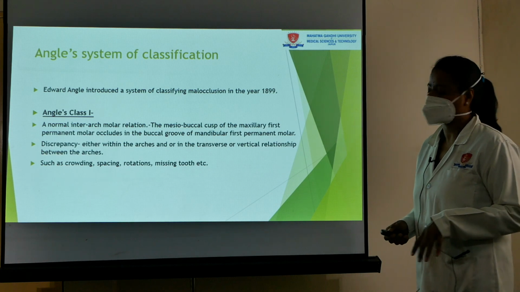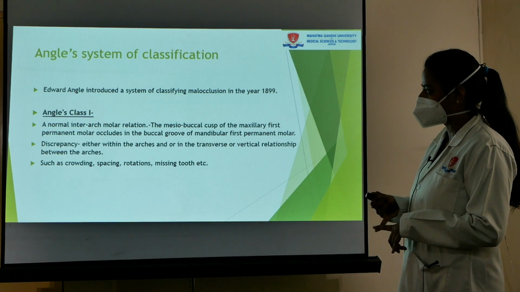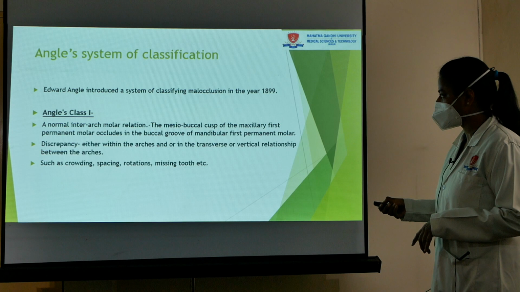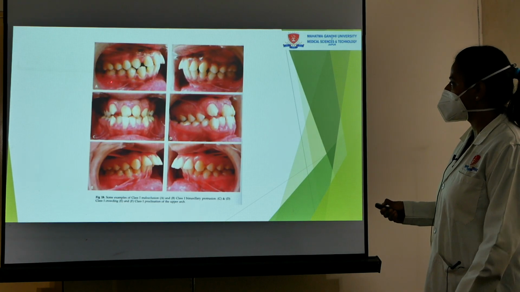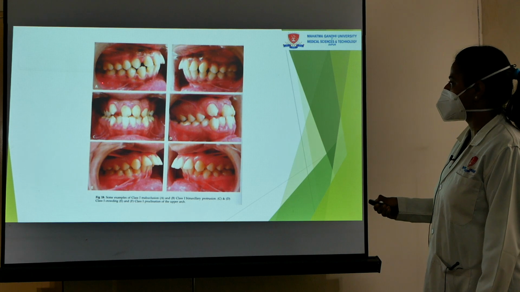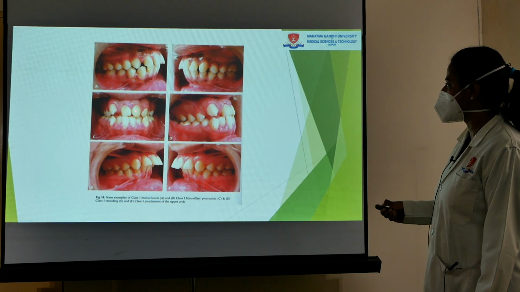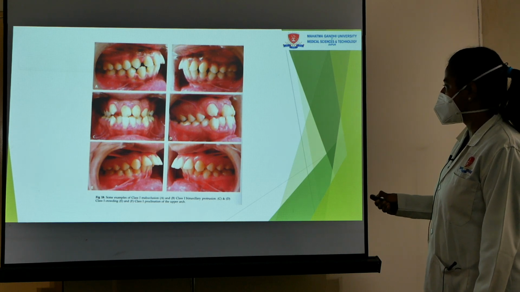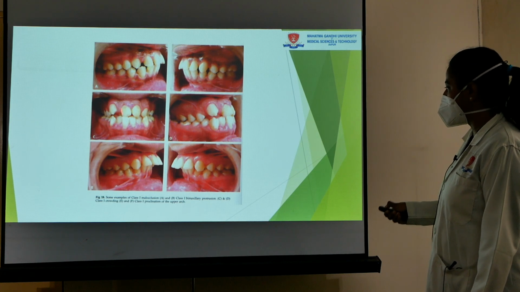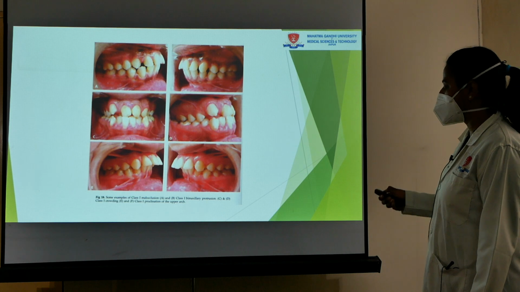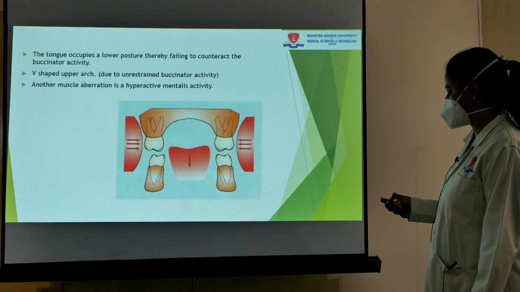Angle gave 3 classes of classification, that is the Angle class 1, class 2 and class 3. This is Angle class 1 malocclusion. Angle says when the molars are in class 1 relation but still there is malocclusion, whether there is spacing or crowding or the crossbite, anterior or posterior, then it is called class 1 malocclusion.